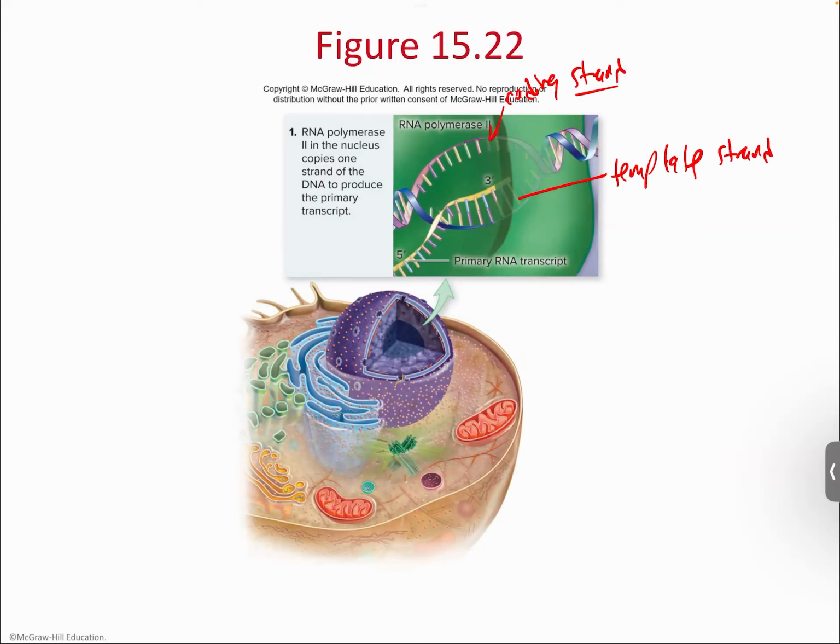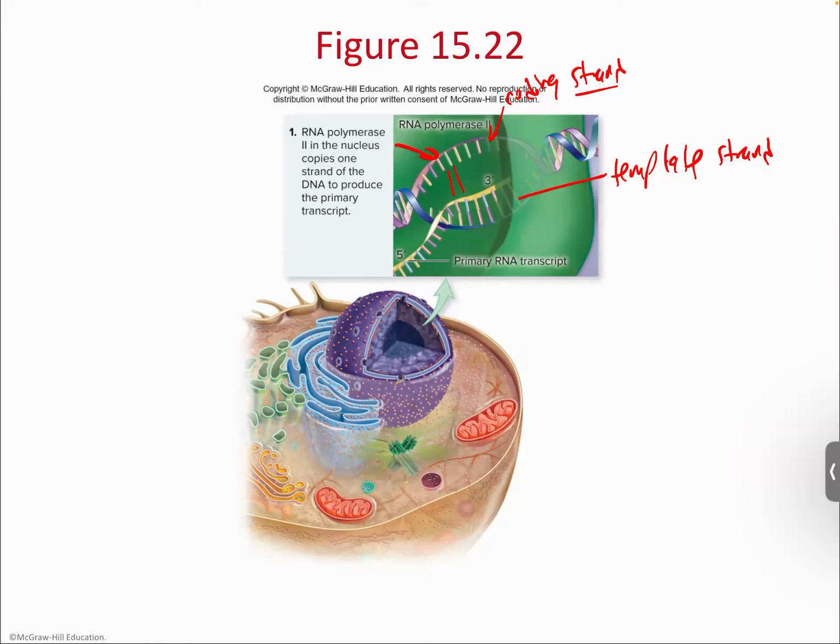A lot of times this throws students off because they're like, well, wait a minute, why is it called the coding strand? Well, you're not using it for coding. Well, think about it. The transcript you're making is complementary to your template strand, yes? With the exception of U's instead of T's. This coding strand is complementary to the template strand, yes? It only has T's instead of U's. So the coding strand and your transcript are essentially the same, with the exception of U's in the transcript versus T's in the DNA. The reason they call the alternative strand the coding strand is because literally it looks exactly like your transcript, but you swap out T's for U's.